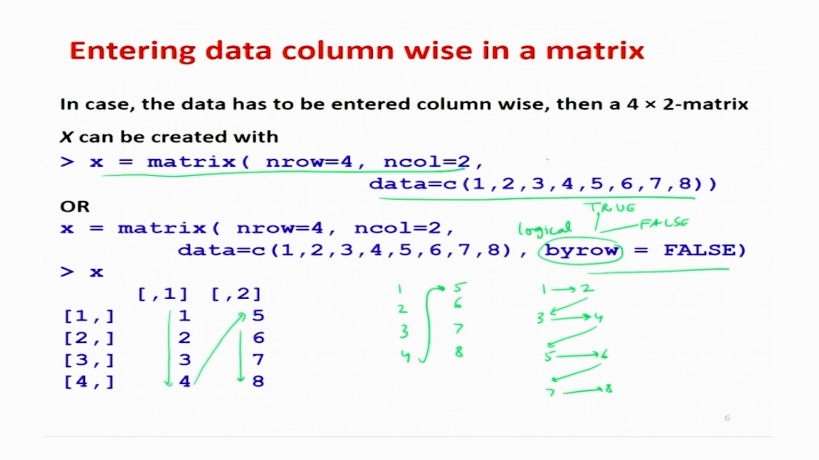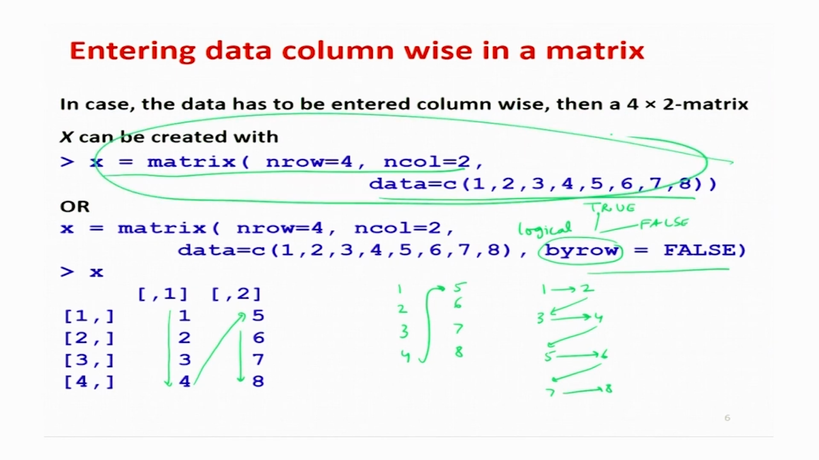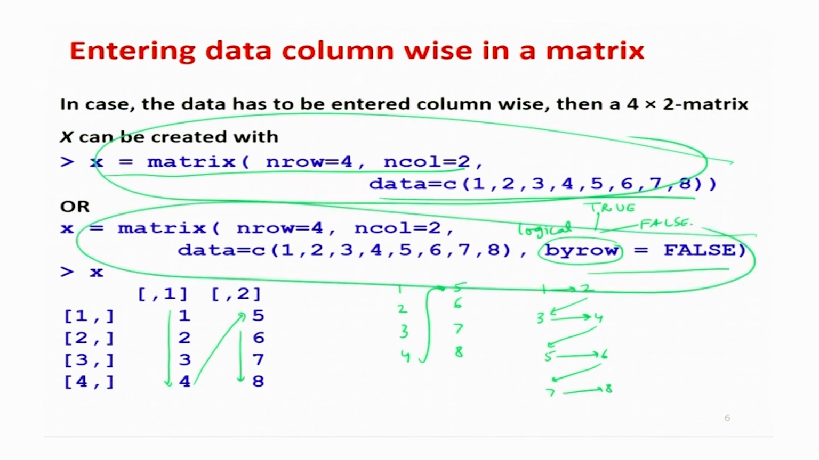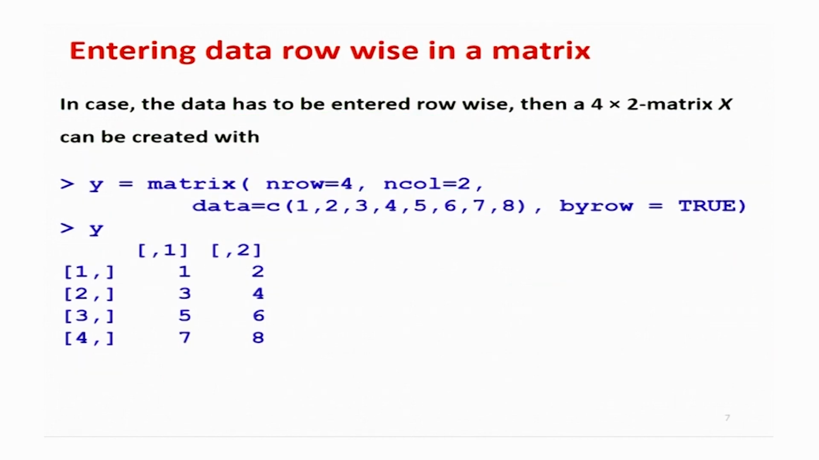If you compare this command, which is not using by row, with the second command, which is using by row, you are getting the same outcome. This means when you are not using the by row option, the matrix command assumes by row equal to false as default. Whether you give it or not, it will always assume that by row is equal to false. So now the question comes: if you want to arrange your data row wise, then what do you have to do? That is now very obvious, simply use by row is equal to true.